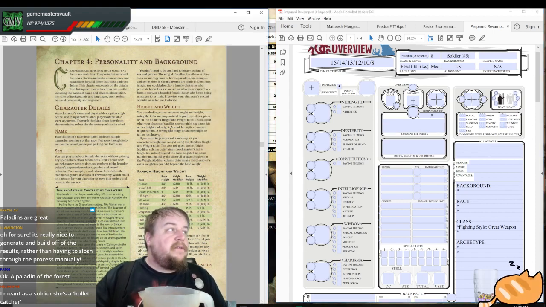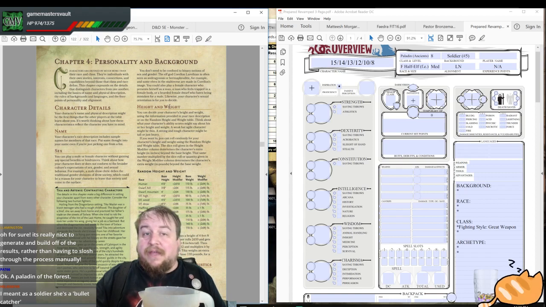I recommend starting with your background. This is going to explain who your character is. And while your race and your class give you some really solid mechanics, your background will as well. Those tell you what your character does. Your background tells us who your character is.